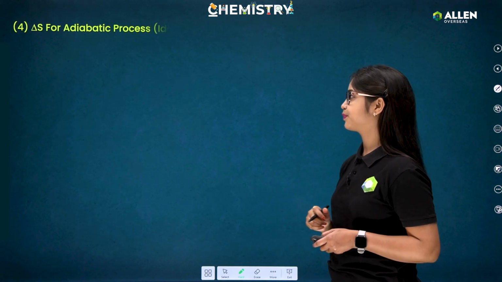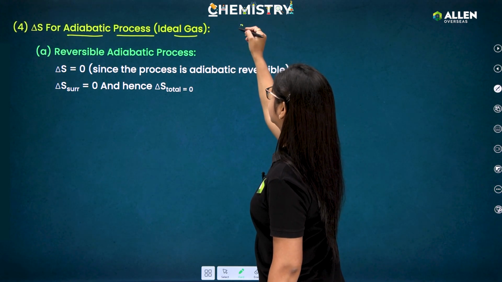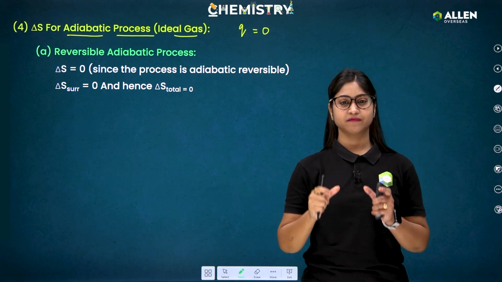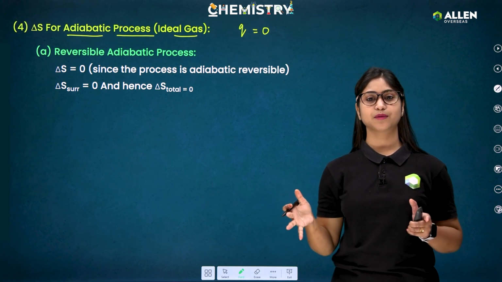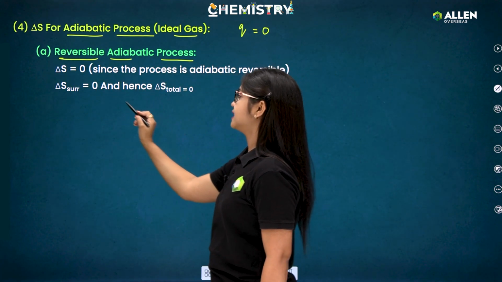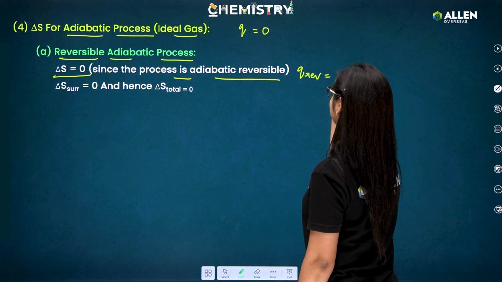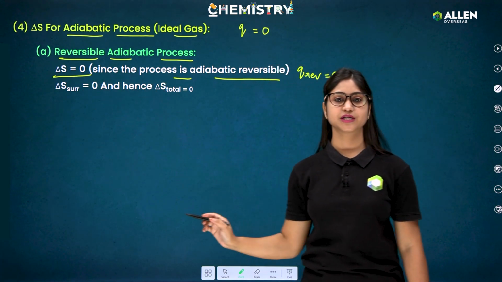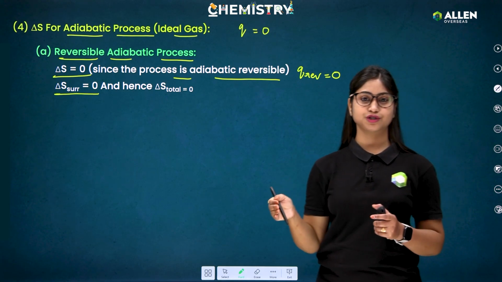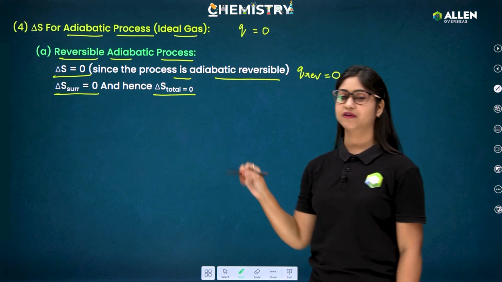Now, if we talk about the adiabatic process for the ideal gas, we know that in adiabatic process the heat exchange Q is 0. No heat exchange is possible. So, for reversible adiabatic process, delta S equal to 0, because Q reversible will become 0. That's why delta S system becomes 0. And delta S surrounding will also become 0, because Q reversible, the heat exchange for system as well as surrounding, is 0. So both are 0, and delta S total will also be 0.